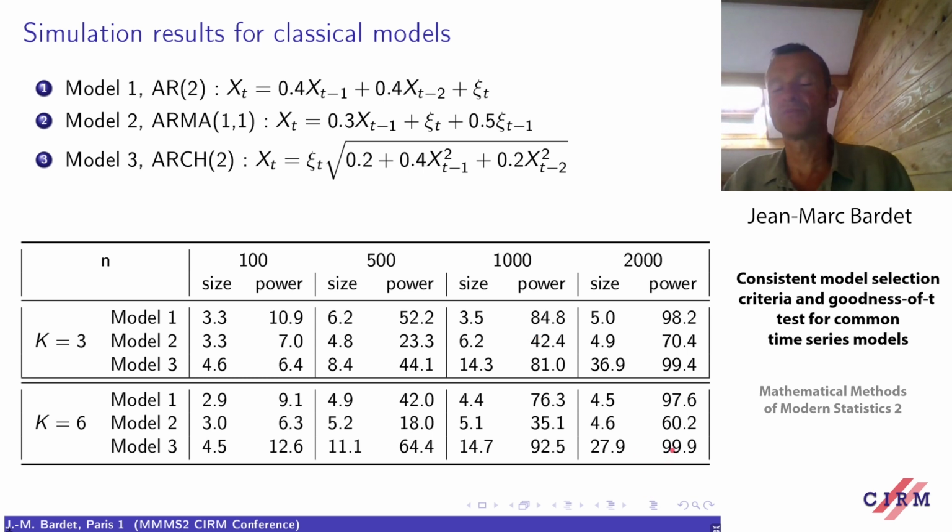when the model is AR2, ARMA 1, 1 or ARCH 2. Obviously, it is easier to not accept ARMA 1, 2 when the observed trajectory is an ARCH process than when it is an ARMA 1, 1 or AR2.